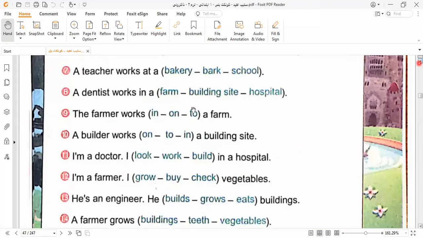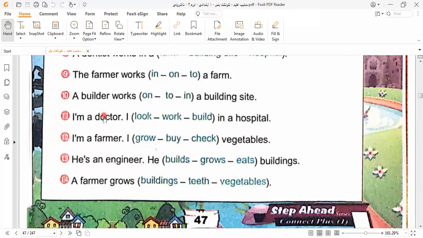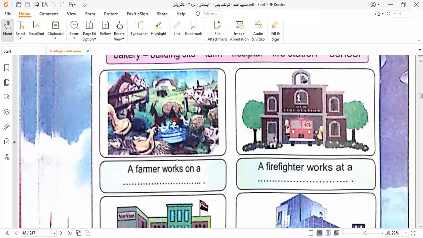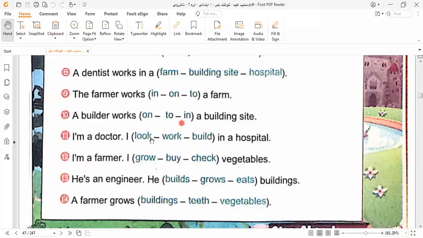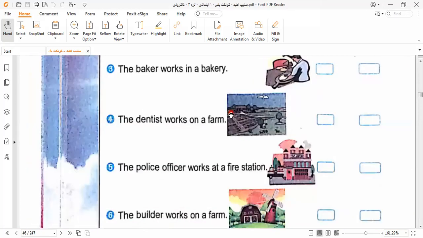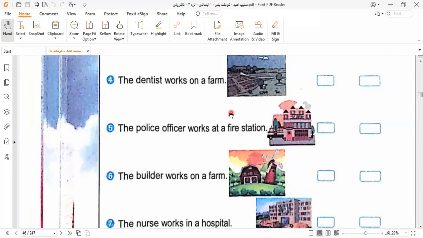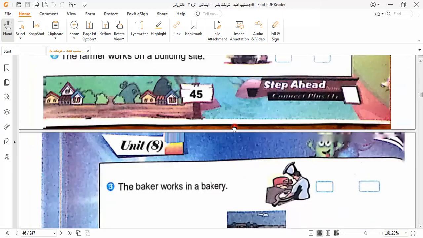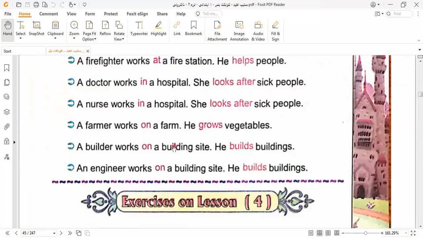So here, the farmer works on a farm. The builder works on a building site. These are the prepositions: on a building site and on a farm. Like we say this: on a farm, on a building site.